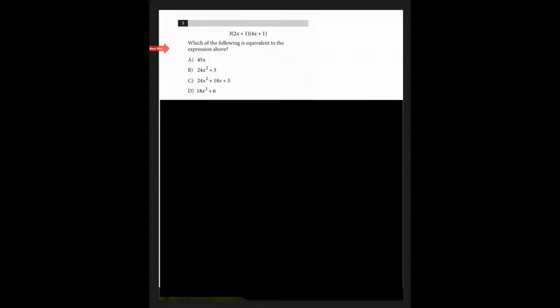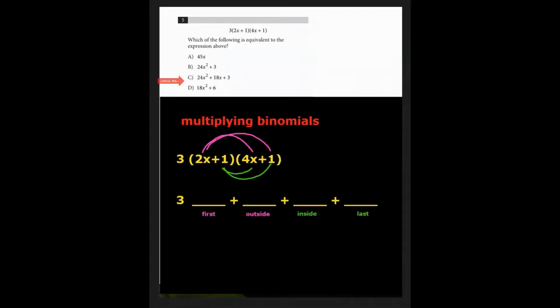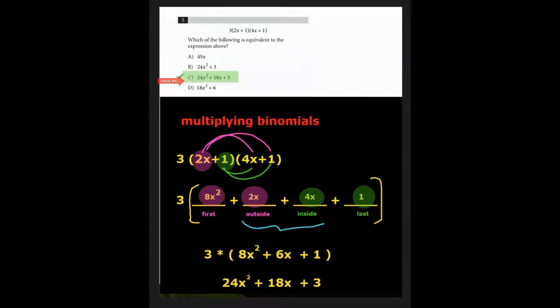Question 5. 3 times (2x plus 1) times (4x minus 1). Which of the following is equivalent to the expression above? Well, for this equation, first we'll multiply binomials using the FOIL method. First, outside, inside, last. Meaning, we'll first distribute 2x onto the second binomial, and then that second term, 1, will be distributed into the second binomial.